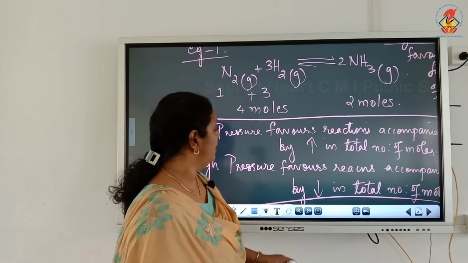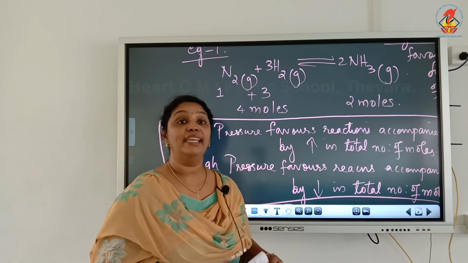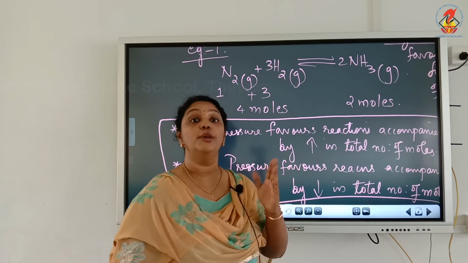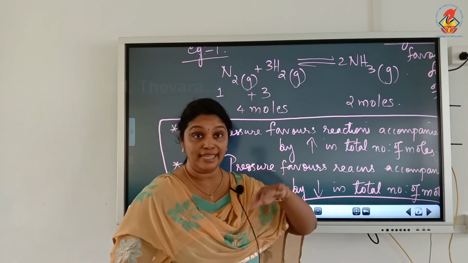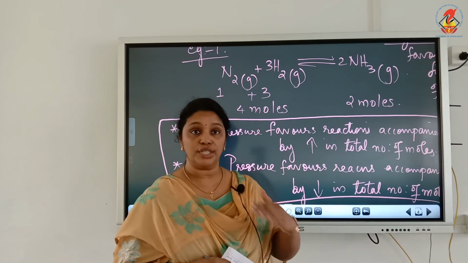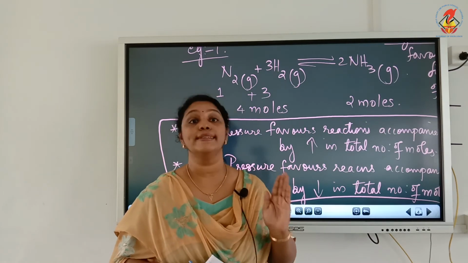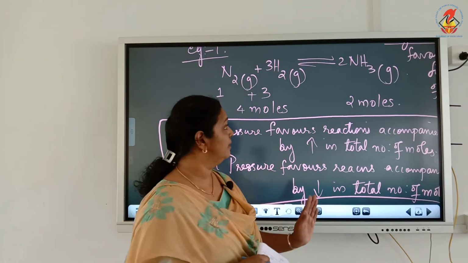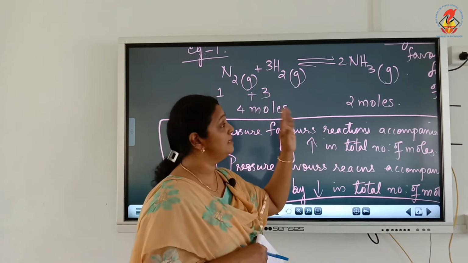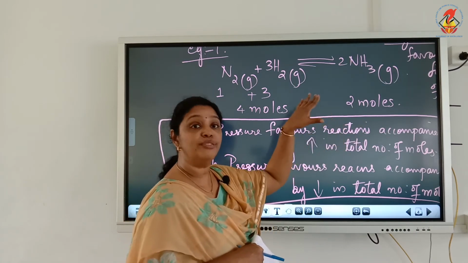Now suppose this reaction is at equilibrium. Now I increase the pressure of this reaction. What will happen? The equilibrium will get disturbed. I increased the pressure. Now what will the equilibrium do? It will try to shift in that direction in which the total number of moles decreases. So here when I increase the pressure, in which direction does the reaction take place? In the forward direction, so as to reduce the total number of moles.